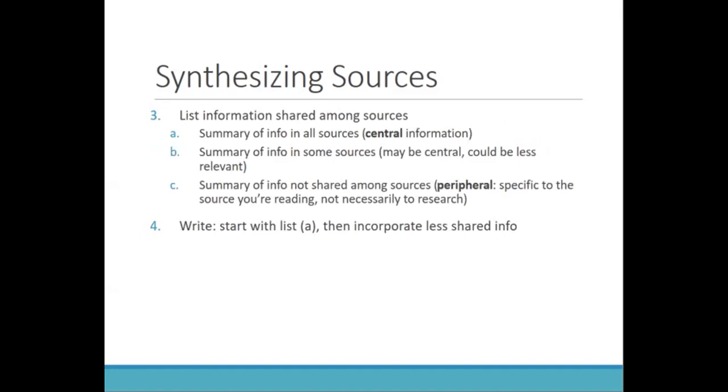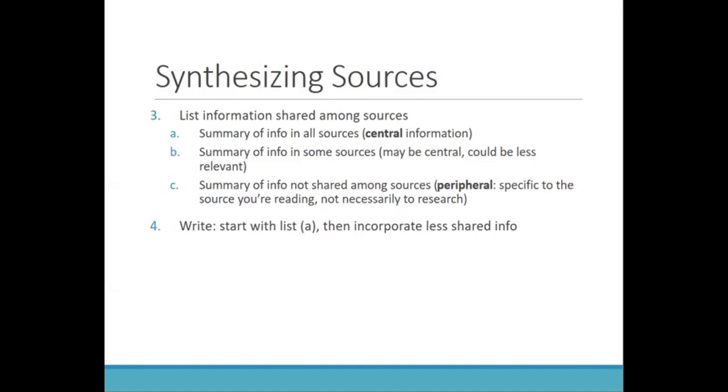Then you need to figure out which information is shared among your sources. So you want to look at the summary of information from all of your sources. This is central information, maybe definitions, that you find common among your sources. You'll also have some information that's only in some sources, so it might be central, but probably less relevant. And then you'll have some information that's not shared among your sources. So it's specific to one article and not necessarily to the research you're doing. And this is more peripheral.